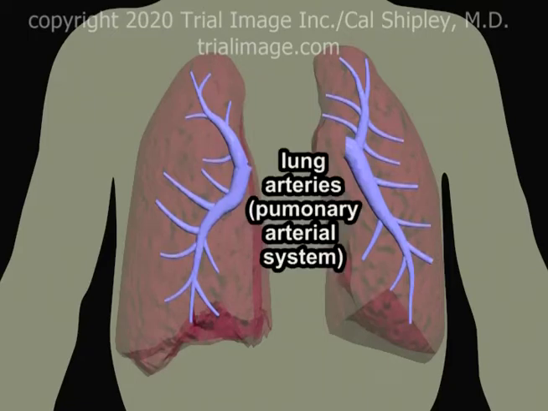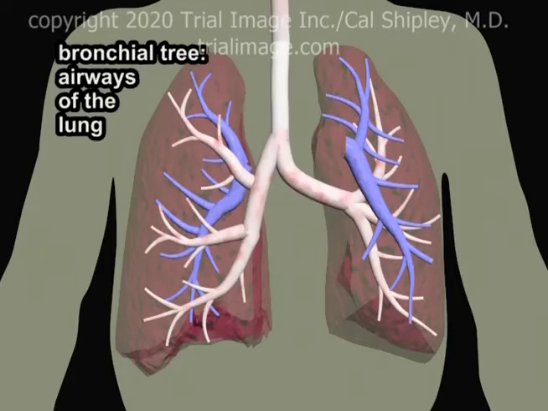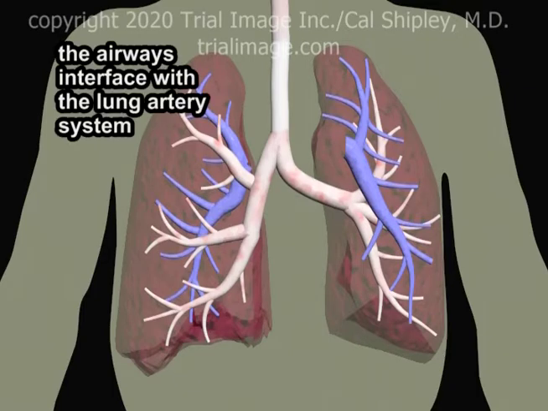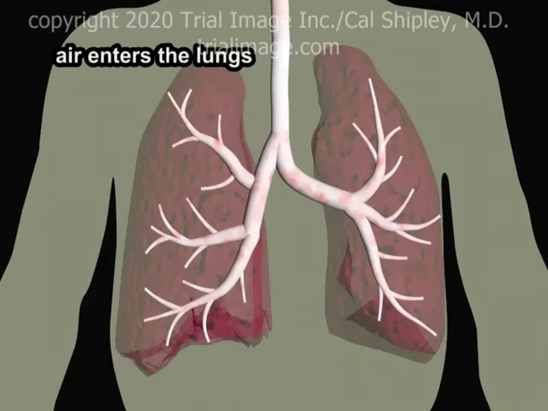The pulmonary arterial system consists of an intricate web of blood vessels, simplified here for graphical presentation purposes. The bronchial tree is an equally intricate system of airways distributed throughout both lungs. There is a physical interface between the airway system and the pulmonary arterial system, which we'll take a closer look at in just a moment. To begin the process of blood oxygenation, air is inhaled into the bronchial tree.